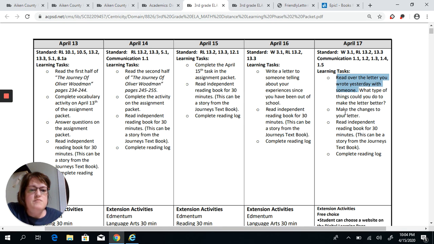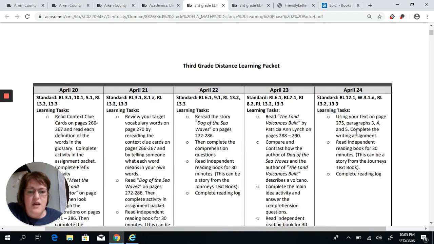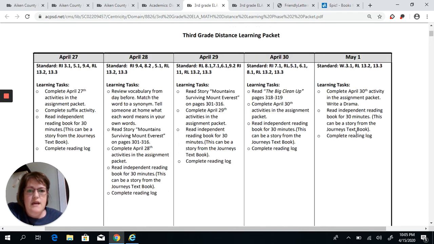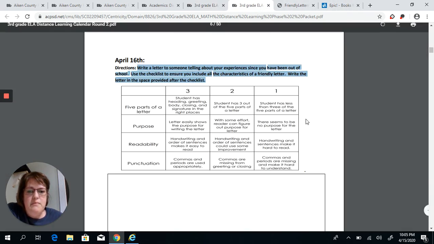Okay. Once again, you will read independently for 30 minutes. And it can even be a story from your Journeys textbook. But guys, once your parents click on that link for Epic, you guys can read all sorts of books from the Epic library. So I'm really excited about that. I hope that works out well for us. And then going back.